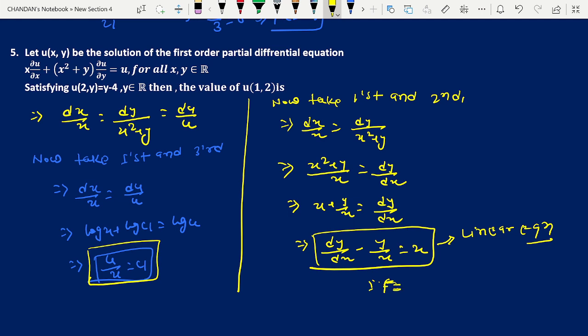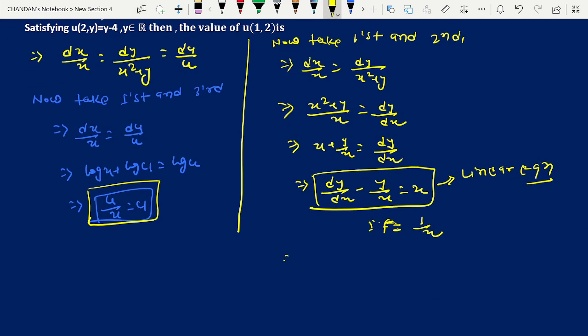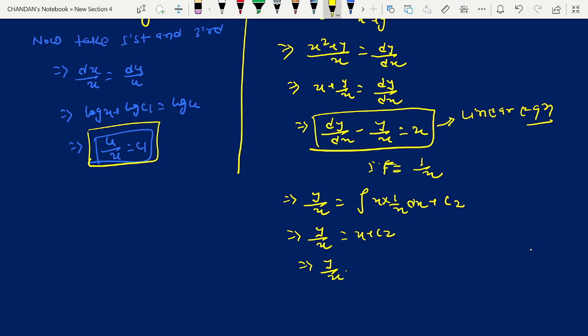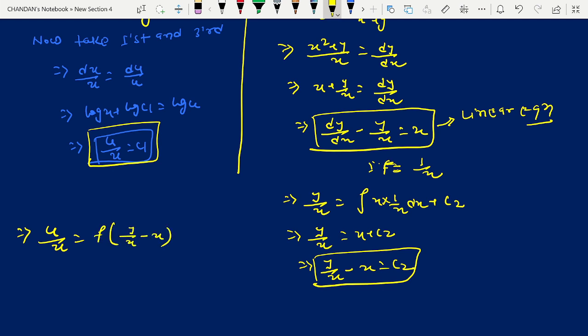Then what is your integrating factor, the integrating factor is e to the power minus 1 by x, then is equal to e to the power minus log x, then the integrating factor is 1 by x. Now how to solve this linear equation, y by x is equal to the integral of x into 1 by x dx plus another constant c2, then we got y by x is equal to x plus c2, then we got y by x minus x is equal to c2. So what is the solution, the solution is u by x is equal to f of y by x minus x.